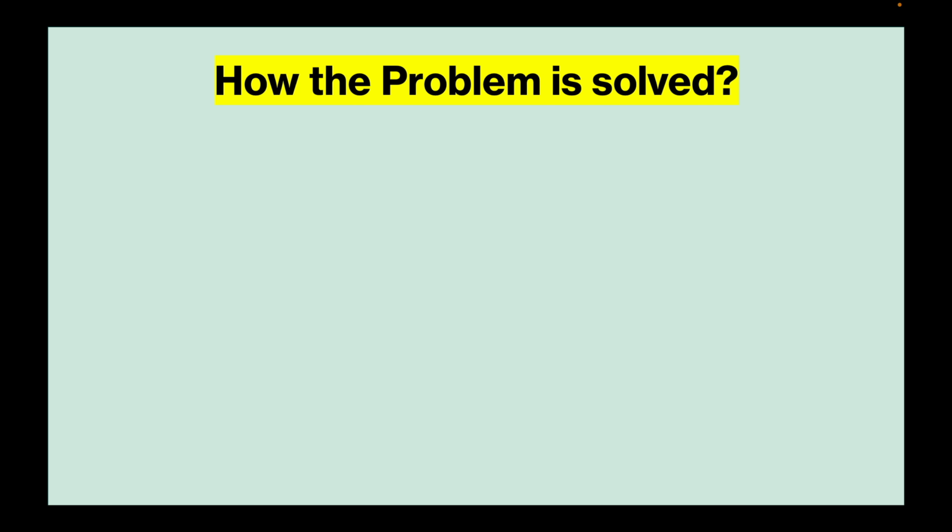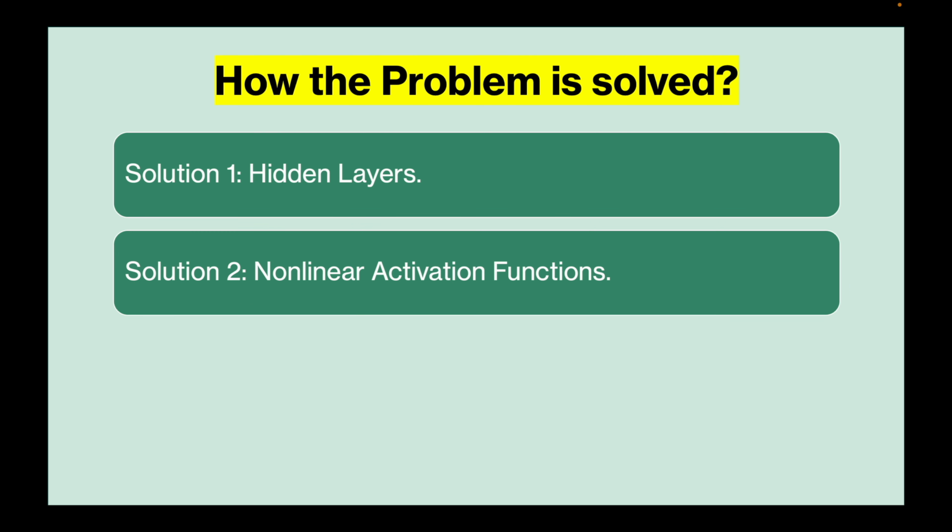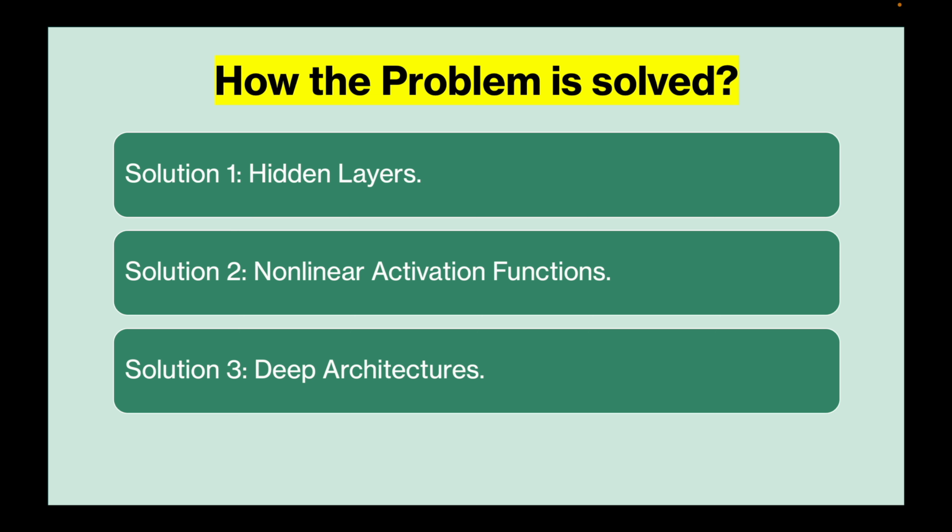How is the problem solved? The problems of perceptrons can be solved by using hidden layers, because hidden layers allow multiple stages of learning. Next is by using non-linear activation functions, because they allow curved and complex boundaries. And the third solution is by using deep architectures, as many layers create hierarchical understanding. So these are some of the methods to solve the problems of perceptrons.